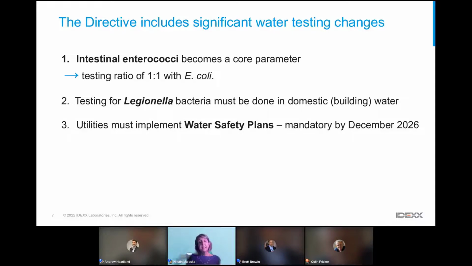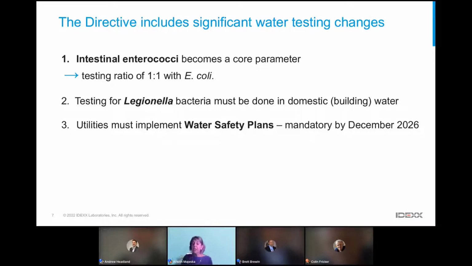Now, this type of testing is already required in the existing directive, but in the new directive we're talking about today, enterococci has a new status. Essentially, it becomes what is called a core parameter. It means it's on par with E. coli, with a 1-to-1 testing ratio. There are a few EU countries that do already have this 1-to-1 E. coli enterococci relationship today, but for many of the member states, this is something new.